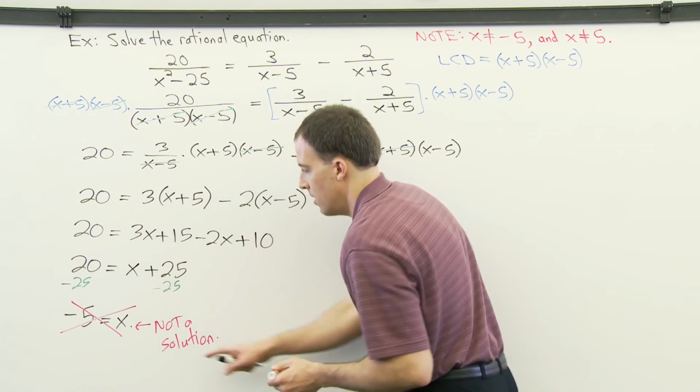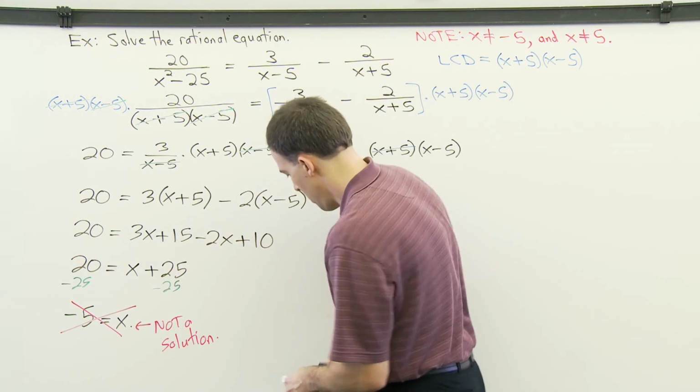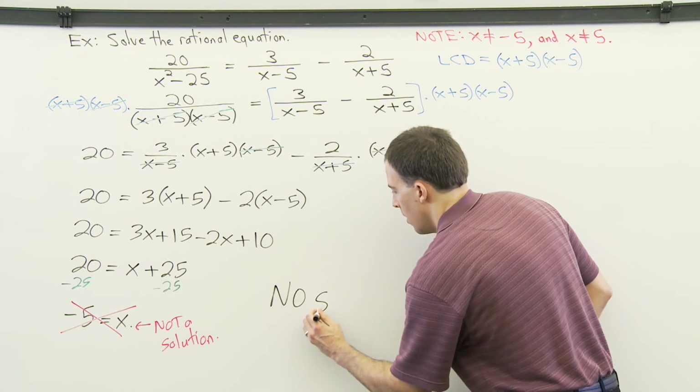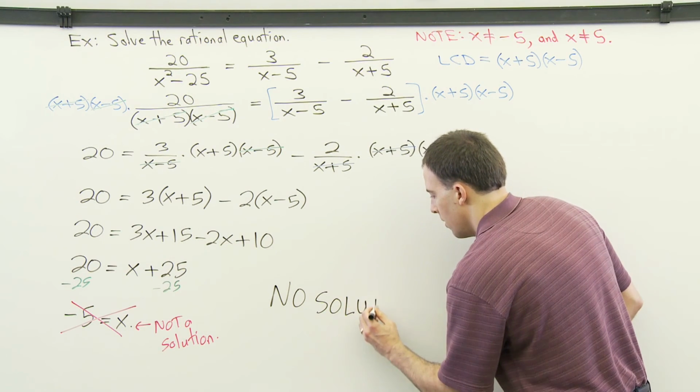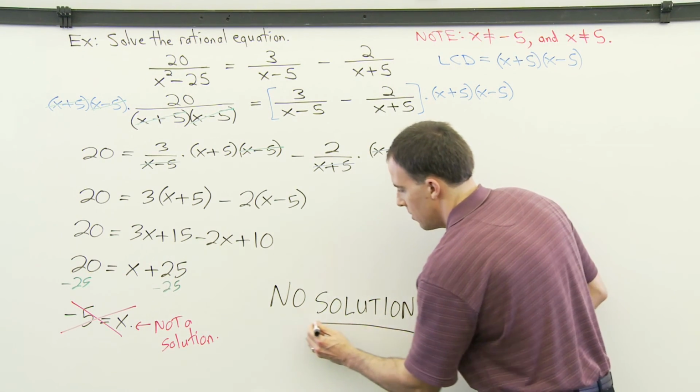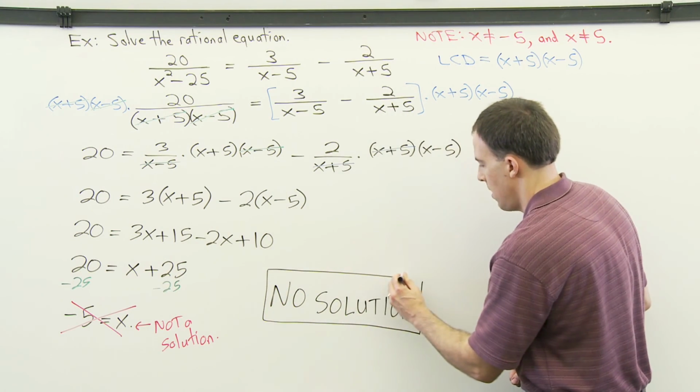This was our only potential solution, and it doesn't check. So the conclusion to this equation is that there is no solution. Sometimes when you solve a rational equation, you get no solution that actually checks, and in that case, you just say no solution for the answer.